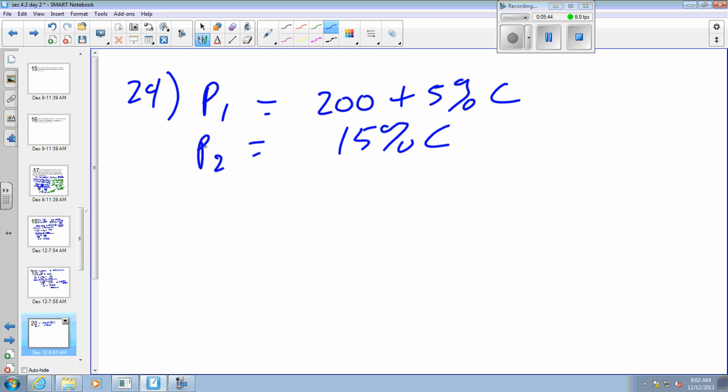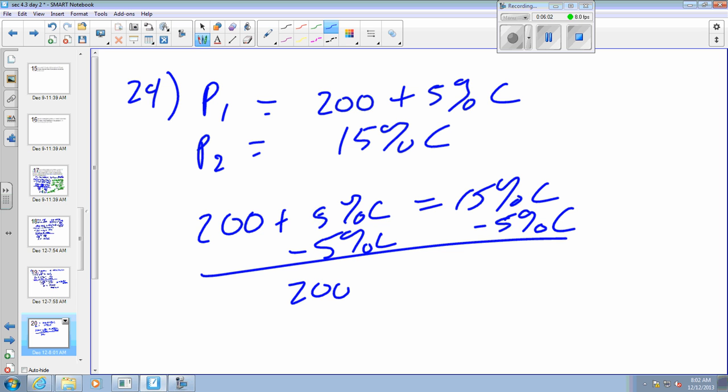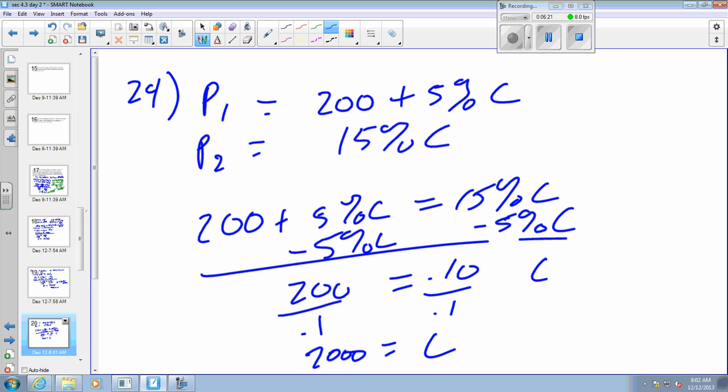So if they're the same, they would be equal to each other. So I go 200 plus 5% C equals 15% C. Minus the 5% C, and I get $200 is equal to 10% C. Change that to a decimal, which is 0.1, divide by 0.1, and I get the amount of sales would have to be $2,000. The commission on $2,000 would make it the same.